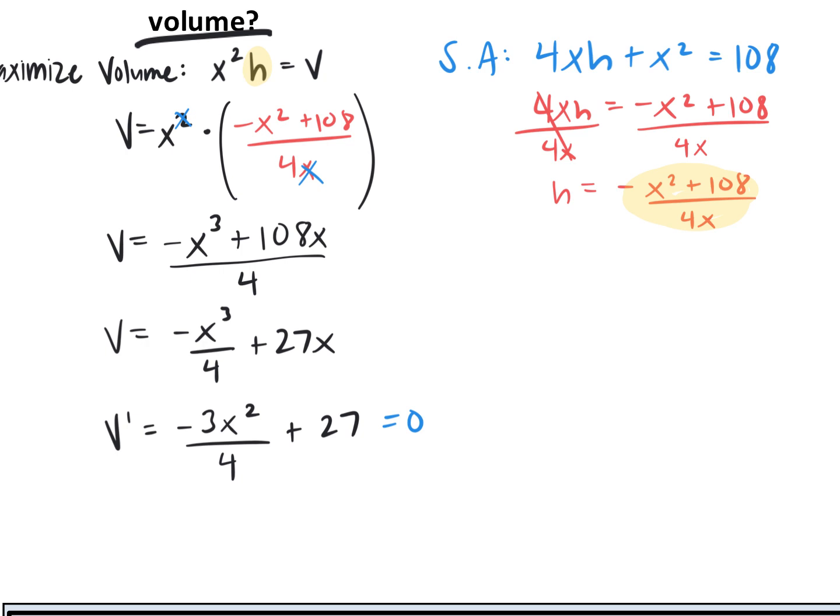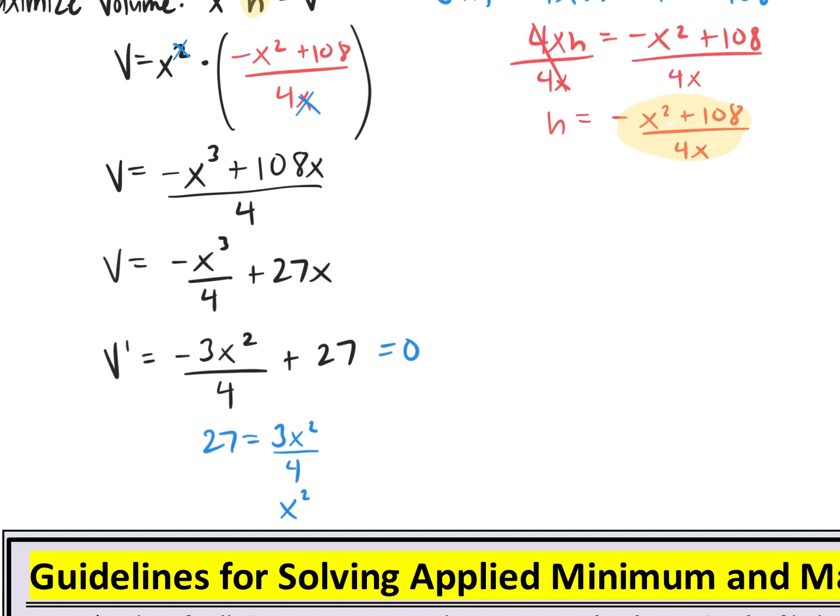So I've got 27 is equal to 3x squared over 4. If I multiply that by 4/3 on both sides, I get x squared equals 36. So I get x equals 6 and x equals negative 6.